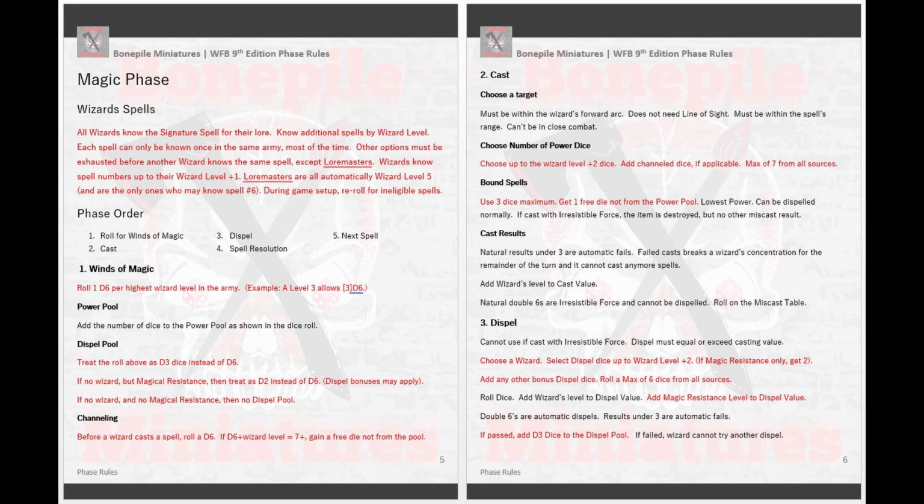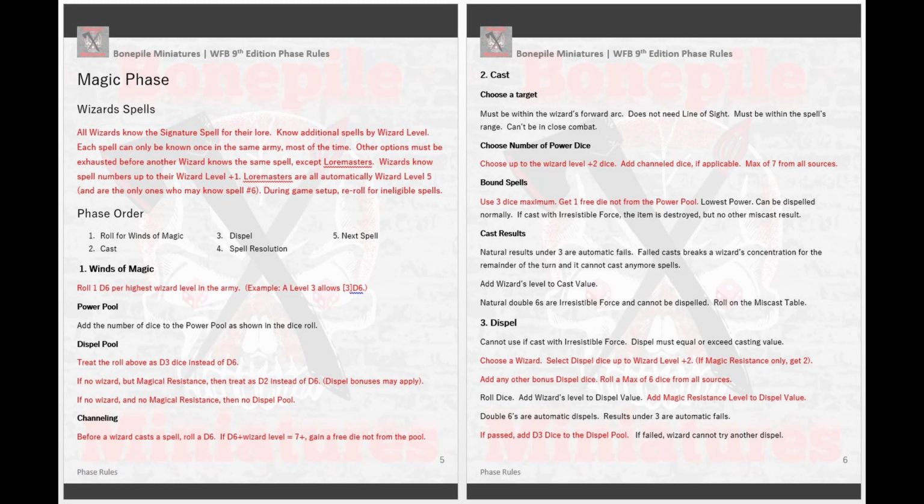Okay, so I think that wraps up the first paragraph that covers how many spells each wizard knows and which spell numbers they can know. And now let's move on. So the magic turn moves along in the same order as always, but I've got a change here with the winds of magic. Remember now that I intended to scale everything.